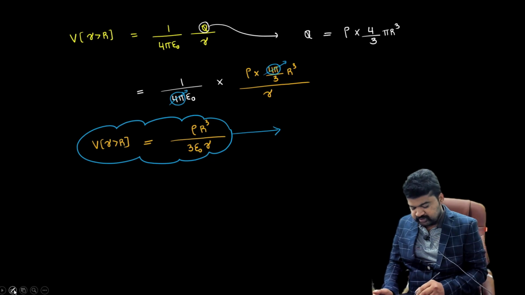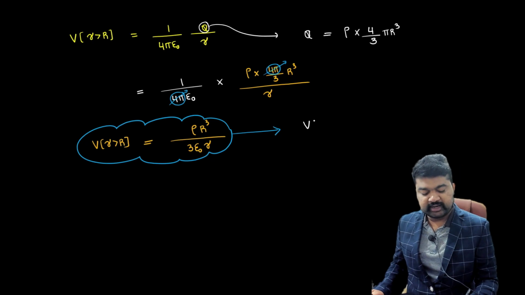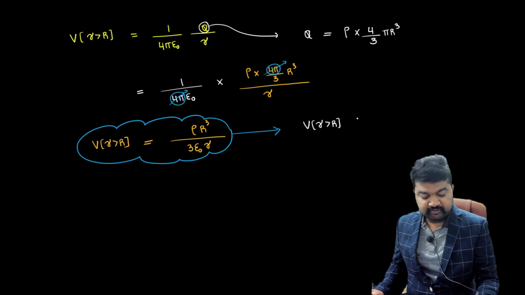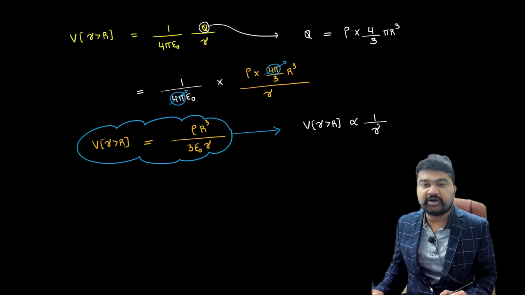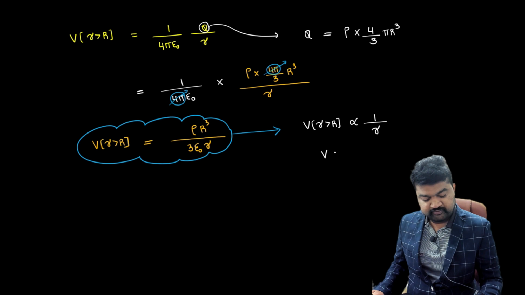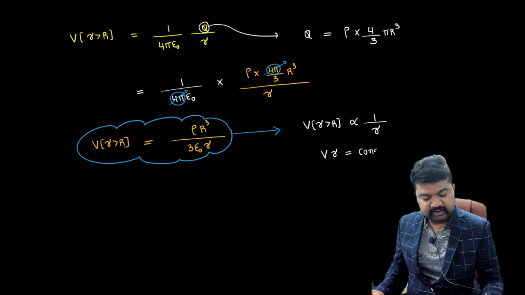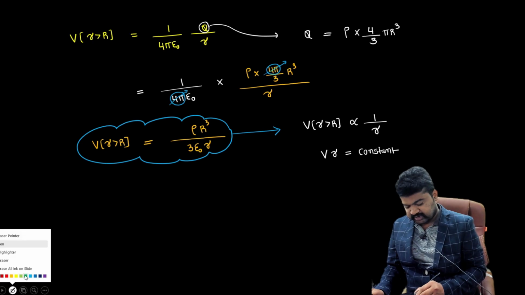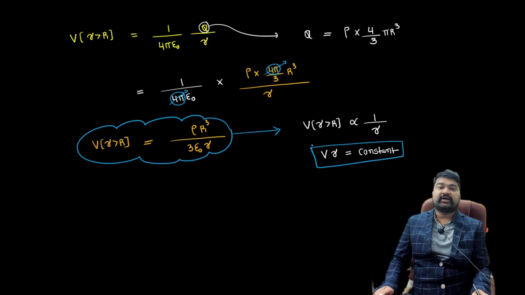Now V of r greater than R is, of course, inversely proportional to r, right? Inversely proportional to r. From here to here V of r is constant. It's a hyperbola, a rectangular hyperbola, okay. Vr equal to constant is what comes. V of r for r greater than R equals constant. This is a rectangular hyperbola.